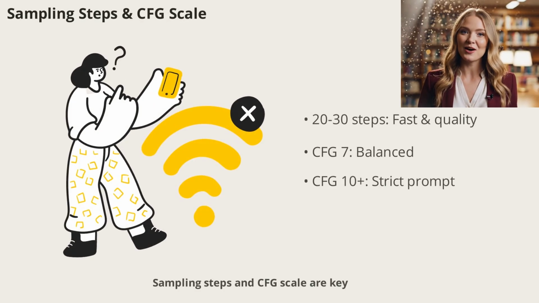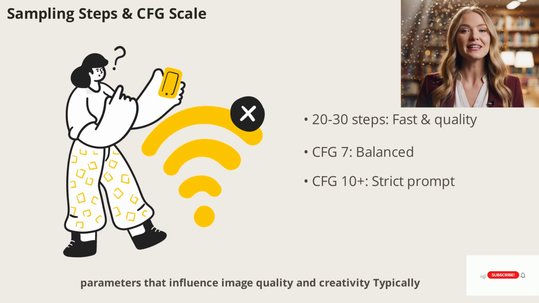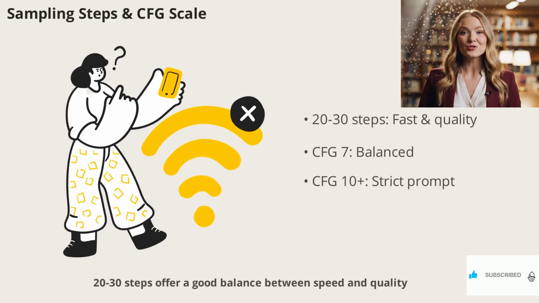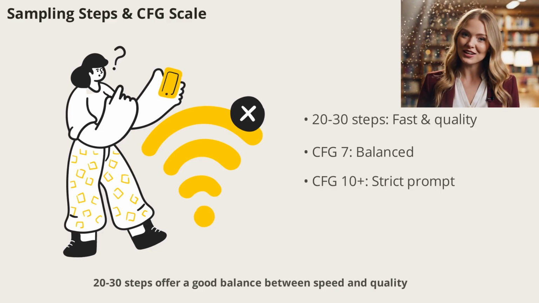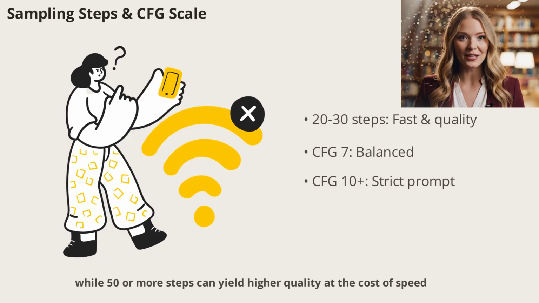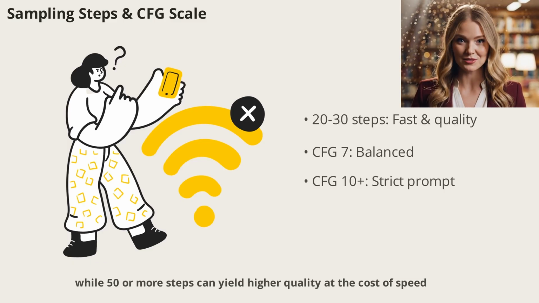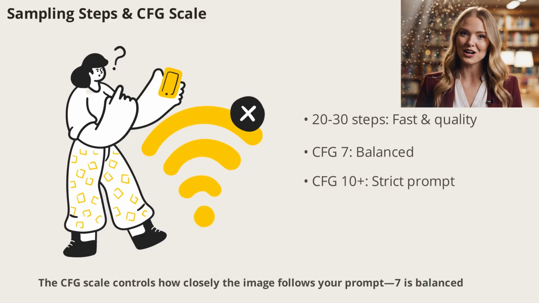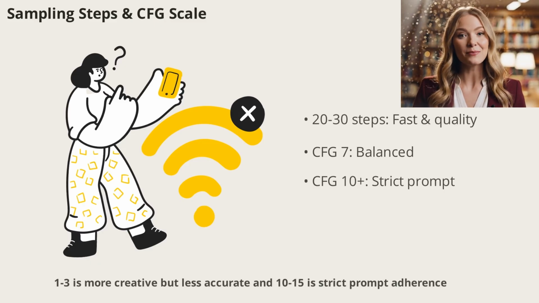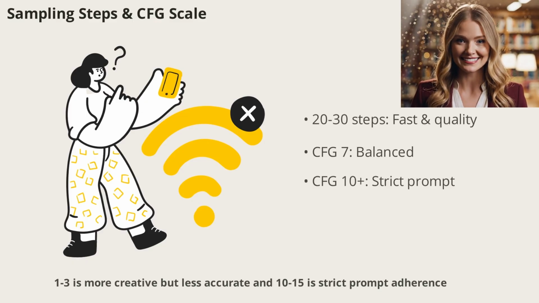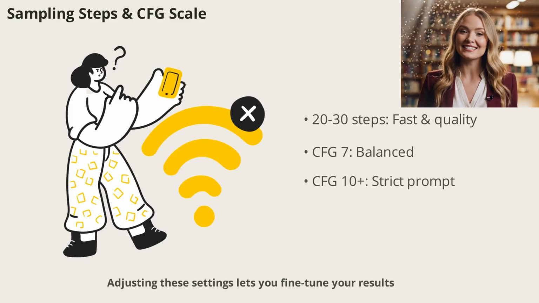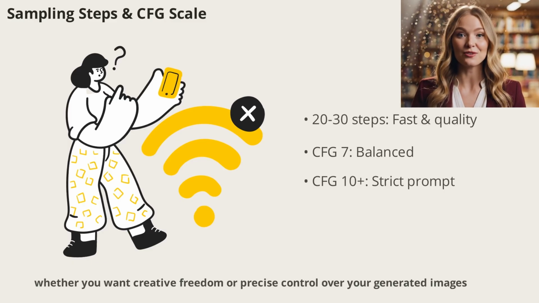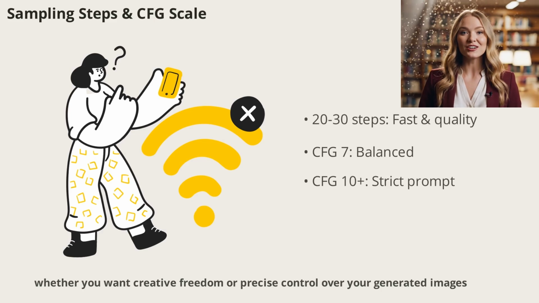Sampling steps and CFG scale are key parameters that influence image quality and creativity. Typically, 20 to 30 steps offer a good balance between speed and quality, while 50 or more steps can yield higher quality at the cost of speed. The CFG scale controls how closely the image follows your prompt. 7 is balanced, 1 to 3 is more creative but less accurate, and 10 to 15 is strict prompt adherence. Adjusting these settings lets you fine-tune your results, whether you want creative freedom or precise control over your generated images.